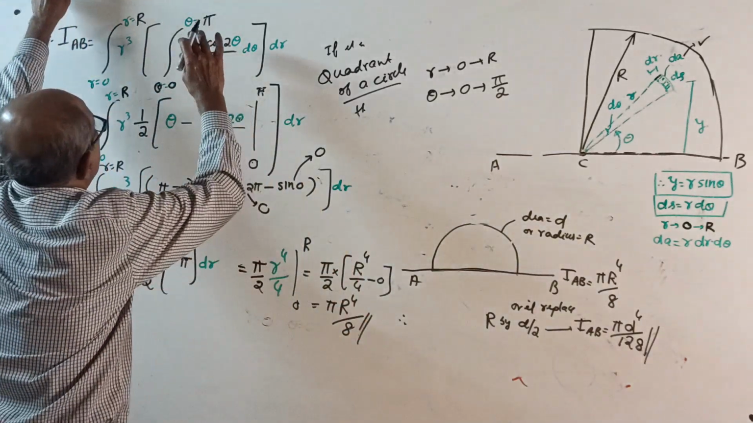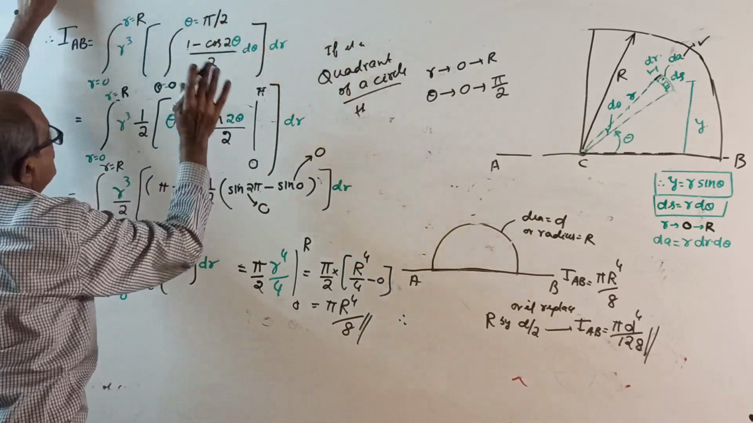Okay. So what will this become? Theta pi by 2. Actually. So here it is.